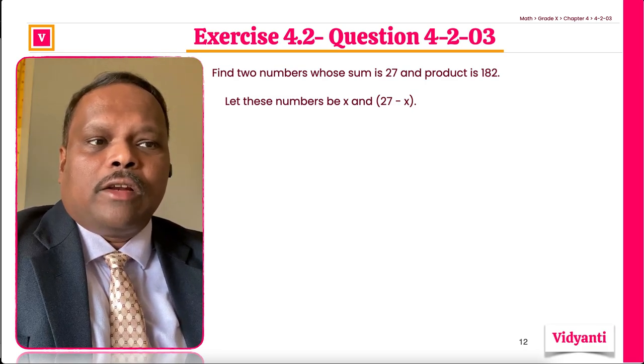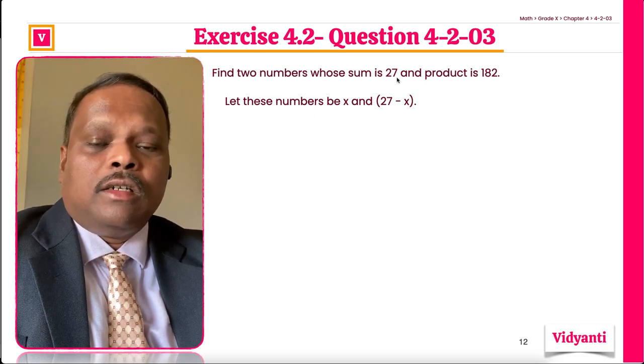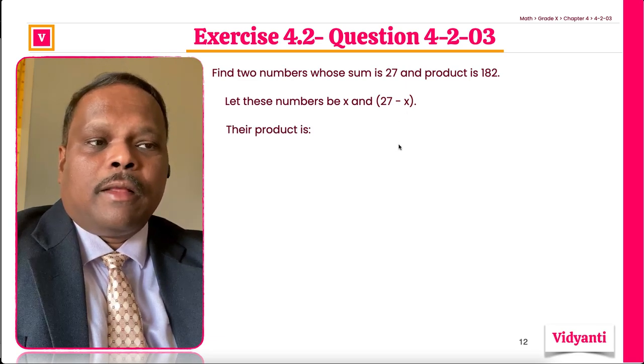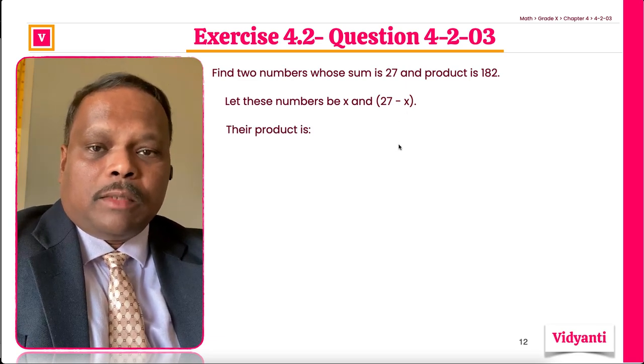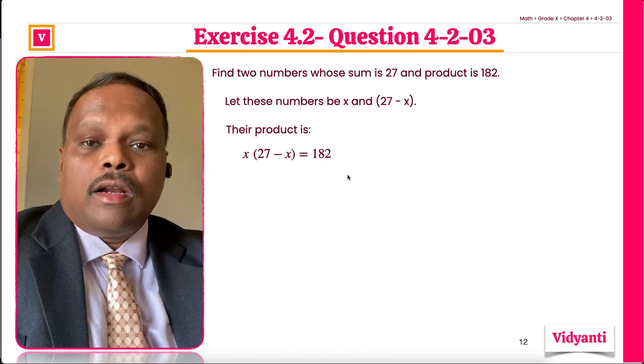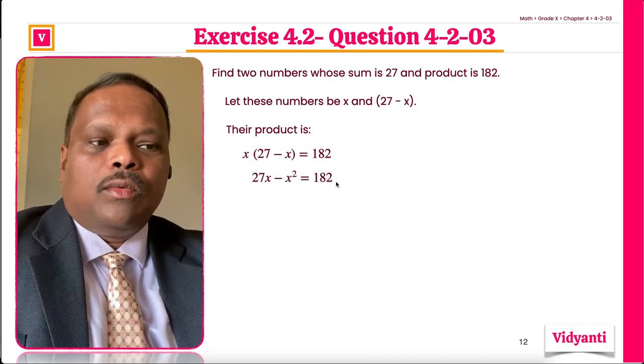So let's calculate these two numbers. Let's assume that the first number is x and the second number will be whatever is the leftover from 27. So that will be 27 minus x. And their product, which is multiplication, x times 27 minus x, has been given as 182. We'll multiply x with both terms in the bracket. 27x minus x square will be 182.